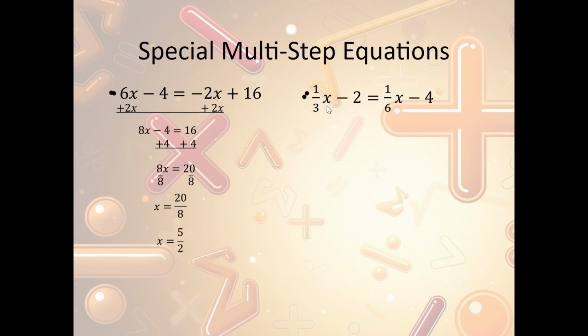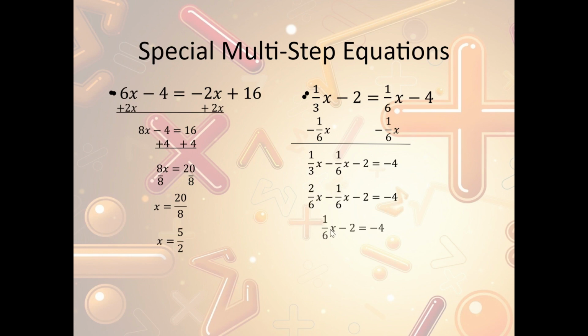Now we have 1/3 x minus 2 is equal to 1/6 x minus 4. We do the same thing. So I'm going to go ahead and subtract 1/6 x from both sides. So now I have 1/3 x minus 1/6 x minus 2 is equal to negative 4. Now I need to get a common denominator. I can see that my common denominator should be 6, right? Because 3 times 2 is 6. So this is really 2/6 minus 1/6 x minus 2 is equal to negative 4. Well, 2/6 minus 1/6 is 1/6. So this is 1/6 x minus 2 is equal to negative 4.